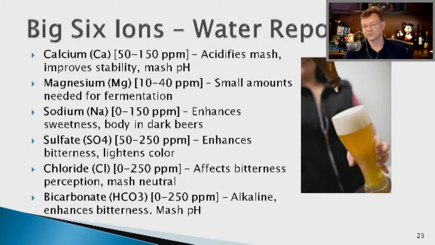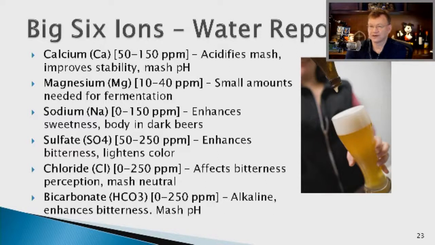2 more I want to work with are bicarbonate and calcium, the top and the bottom one. Calcium generally acidifies the mash, so calcium in a lot of ways is good because it lowers your mash pH. Usually your mash pH is too high, and you're trying to lower it, so calcium usually is positive. Bicarbonate is usually negative because it's alkaline and trying to raise that mash pH, so it's working against you a lot of times when you're trying to get down to the good range.